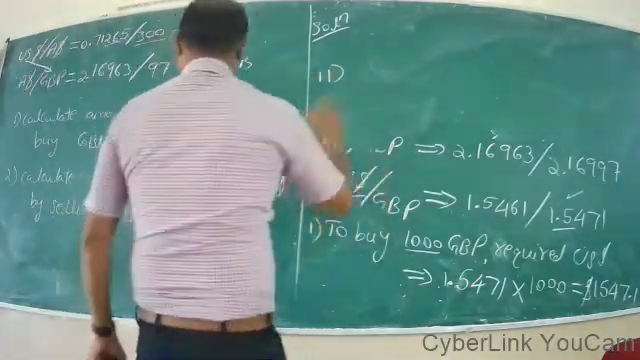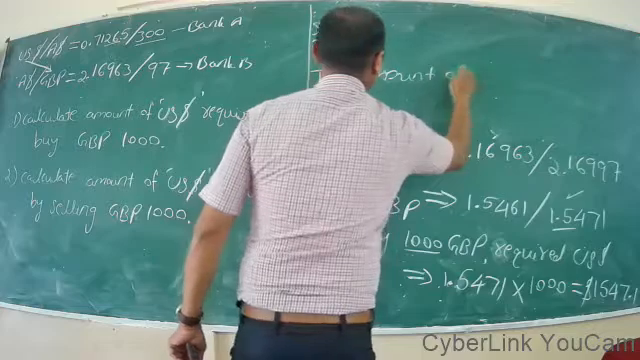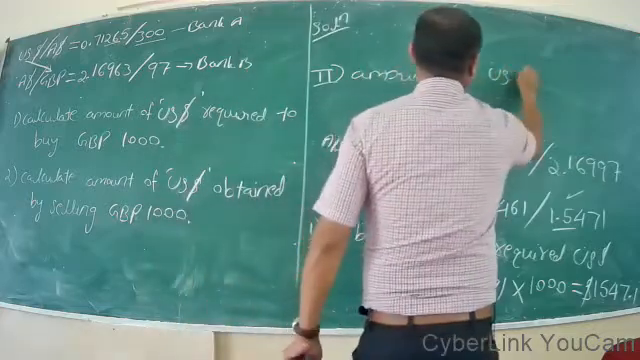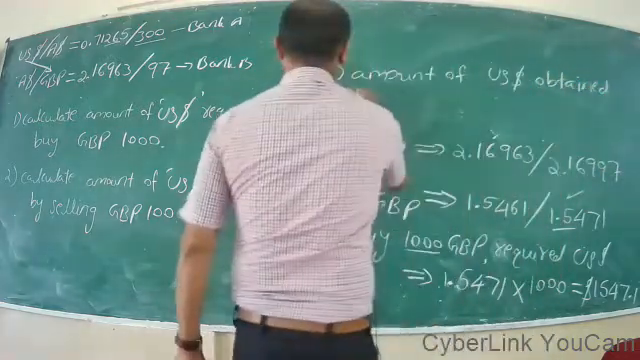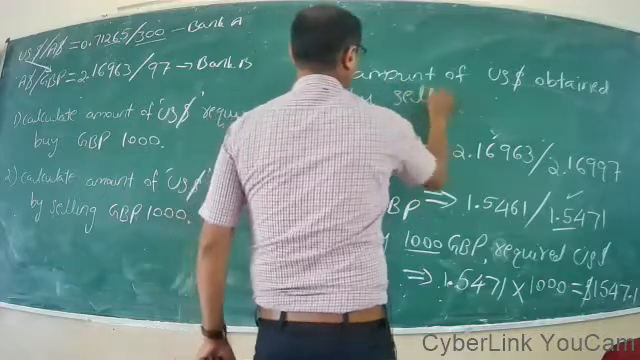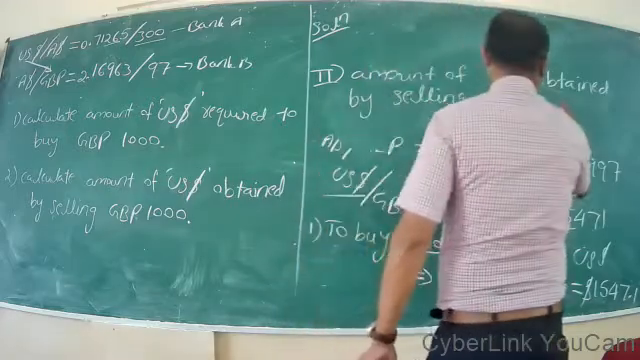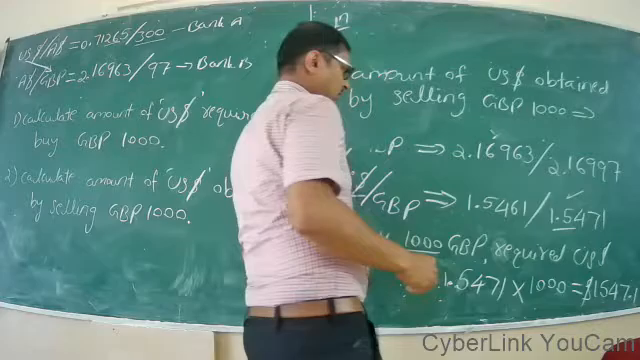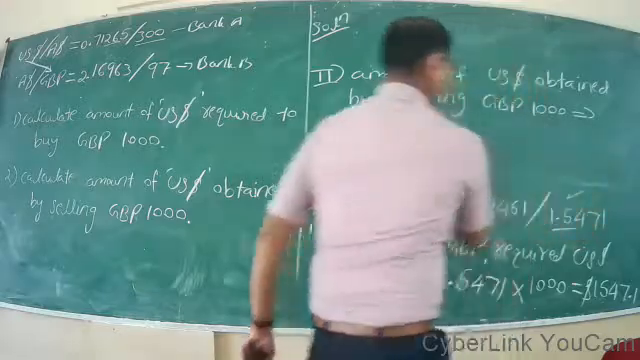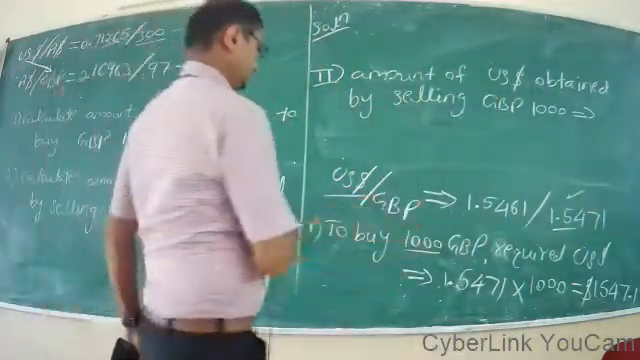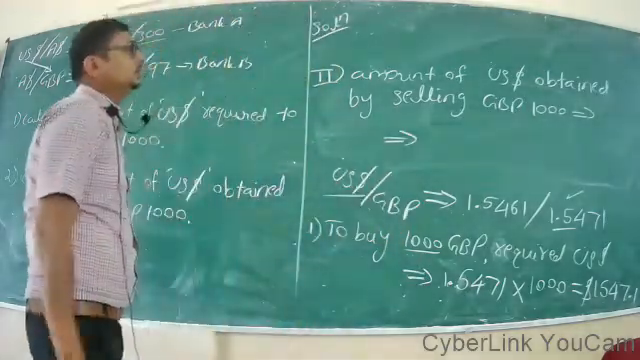so the amount of US dollar obtained by selling GBP 1000. Now you are selling sterling pound.